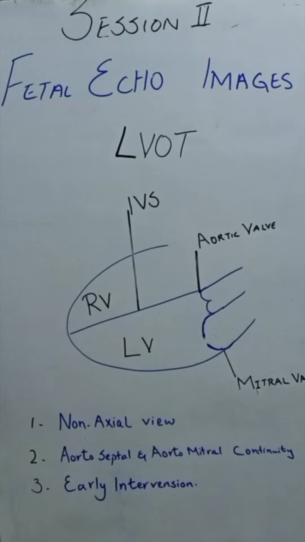It shows the aortoseptal and aortomitral continuity normally, and if there is any kind of stenosis, it is a sign of early intervention. It is also very useful in order to see the relationship of great arteries in DTGA or LTGA or DORV for the sake of diagnosis. And this is the LVOT tract.